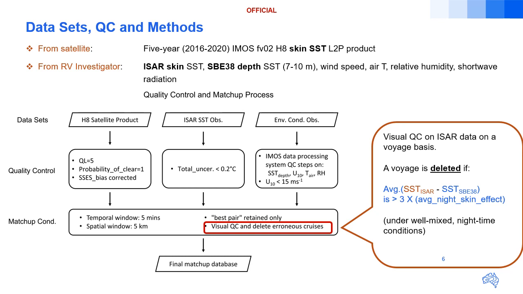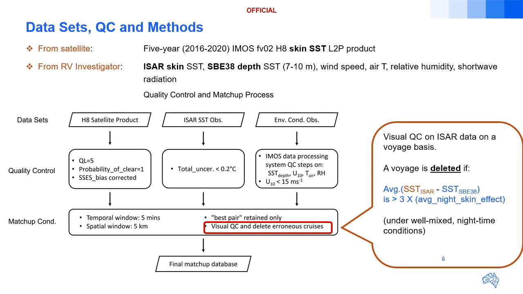First, for the satellite measurements, we don't want any cloud contaminated pixels, so we keep only the quality level 5 pixels. The probability of clear variable is set to 1, the highest, and every pixel is bias corrected for future analysis. For ISAR measurements, we keep only those with a total uncertainty smaller than 0.2K. For all the other measurements, we are going to trust our automatic QC scheme employed in the IMOS data processing system here at the Bureau.